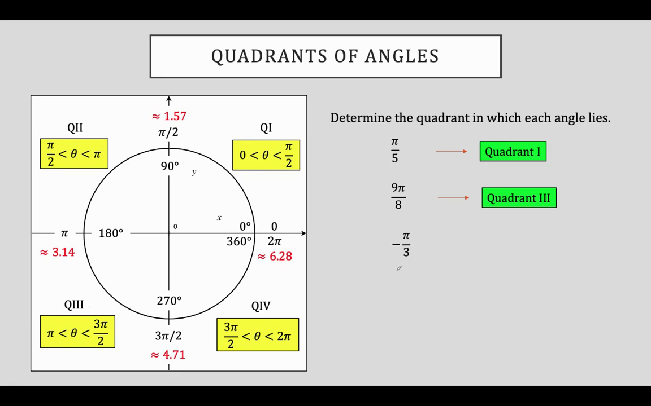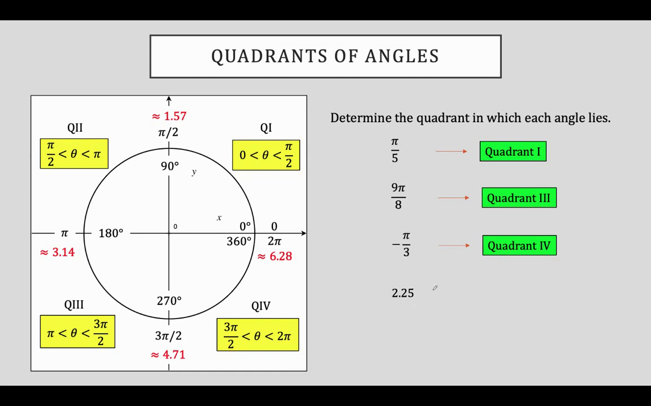Negative pi over 3. All right, so negative angles. As we said, with negative angles we again start on the positive x-axis, but in this case go in the clockwise direction. We want to sweep through an angle equivalent to 1/3 of pi, going clockwise. I start here on the positive x-axis and sweep through 1/3 of pi. That leaves me with an angle in the fourth quadrant.